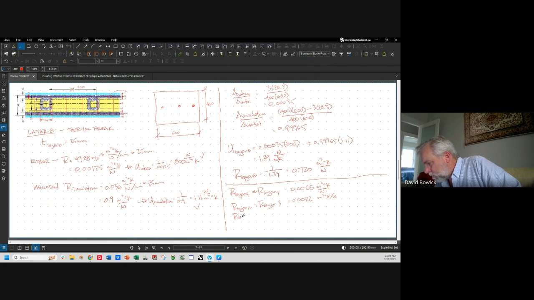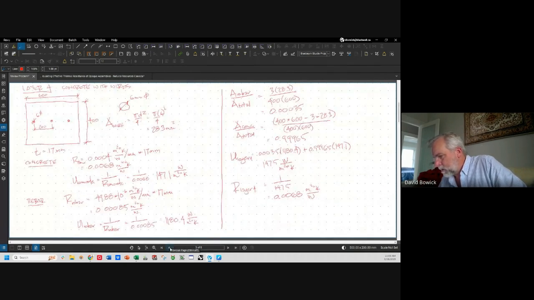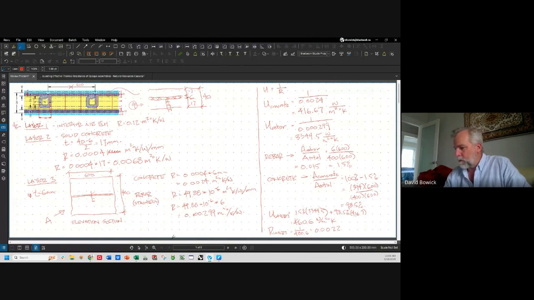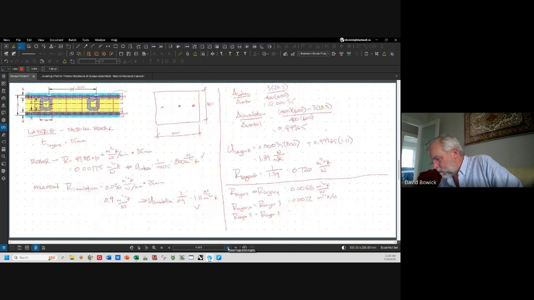Our layer 11 equals our layer 2. You see, it's just the plain concrete. Layer 2 and layer 11, they're identical. Layer 2, solid concrete, R is 0.0068 meters square degree Kelvin per watt.